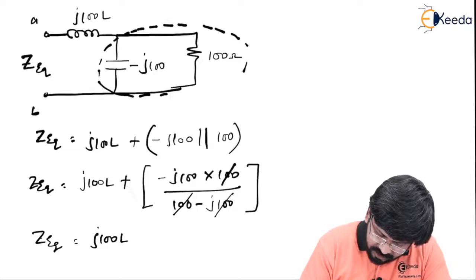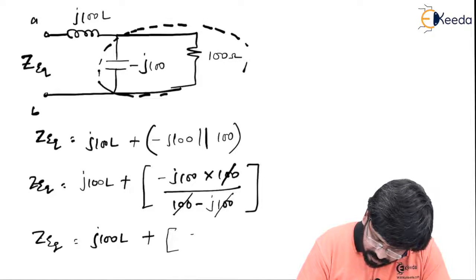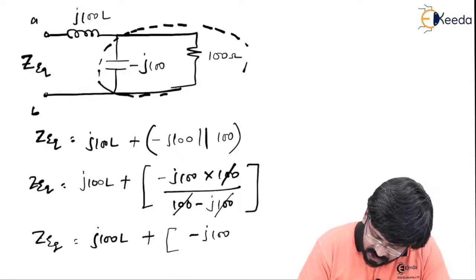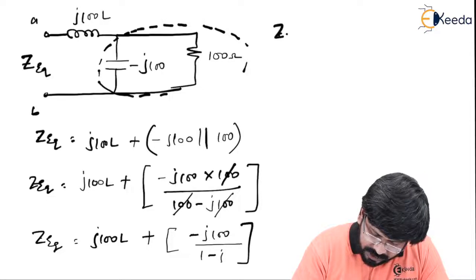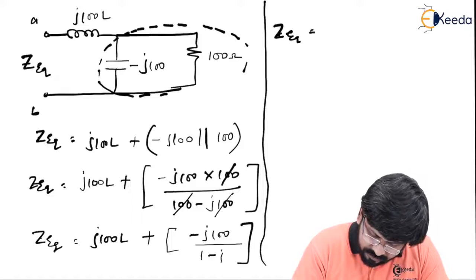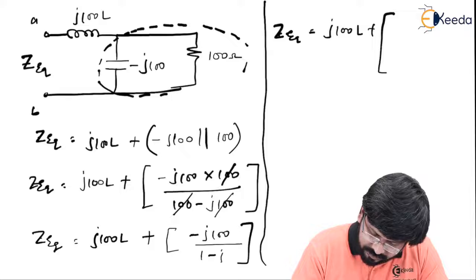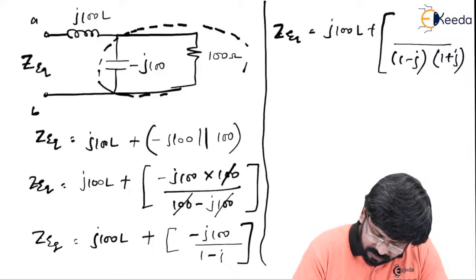It is j100L plus, in the numerator only minus j100 is left, and in the denominator it is 1 minus j. Now Z equivalent I can write as j100L plus, in the denominator what we had is 1 minus j. I can multiply numerator and denominator with 1 plus j.